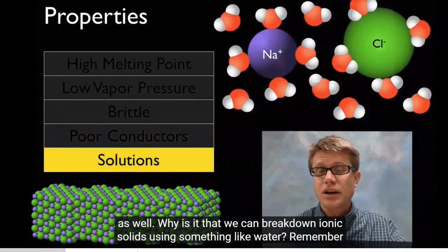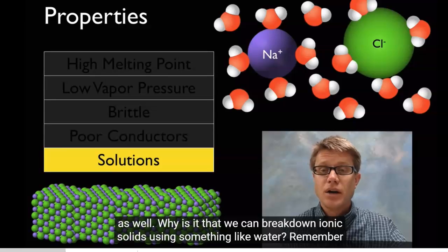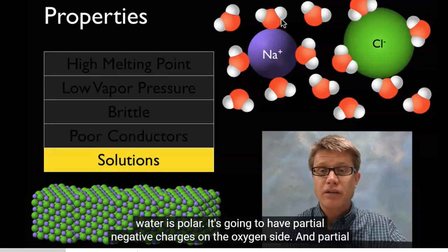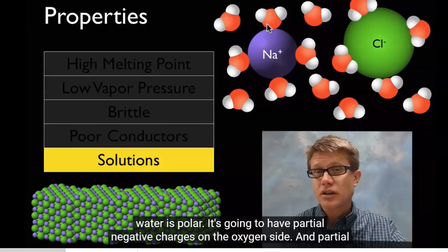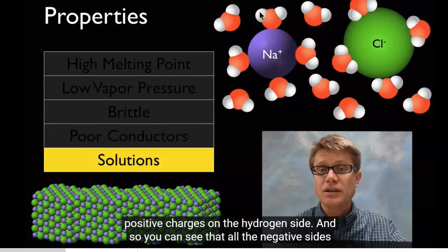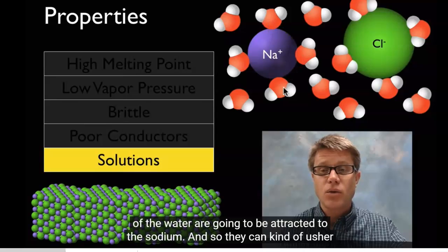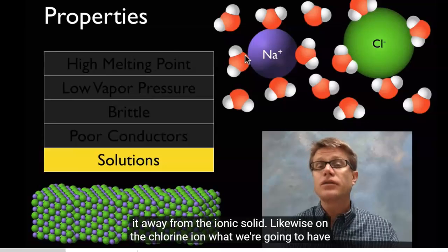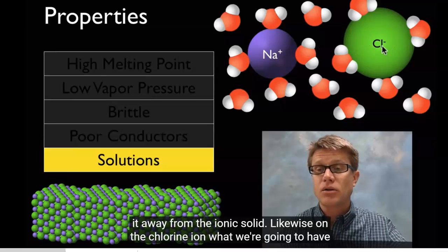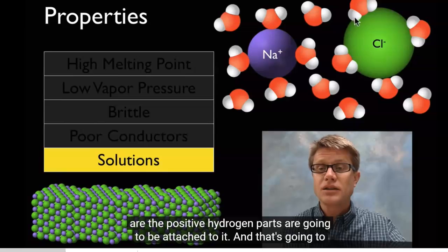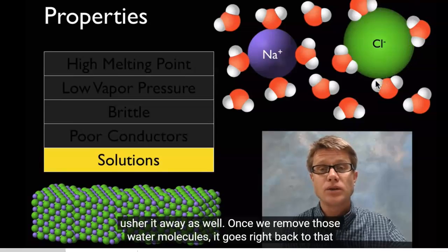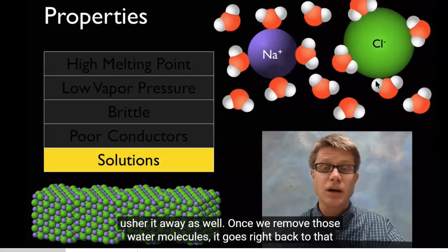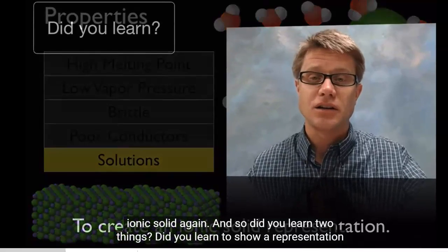Why is it that we can break down ionic solids using something like water? Remember, water is polar. It's going to have partial negative charges on the oxygen side and partial positive charges on the hydrogen side. And so you can see that all the negative sides of the water are going to be attracted to the sodium. And so they can kind of usher it away from the ionic solid. Likewise, on the chlorine ion, the positive hydrogen parts are going to be attached to it, and that's going to usher it away as well. Once we remove those water molecules, it goes right back to that ionic solid again.